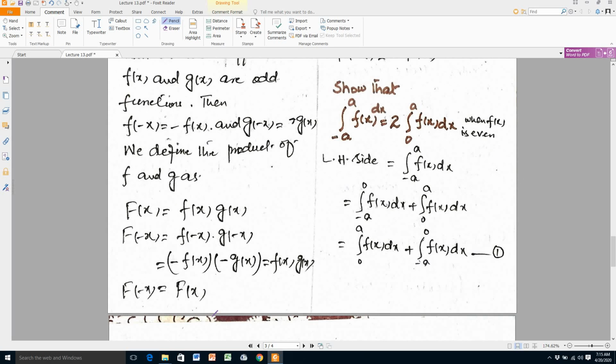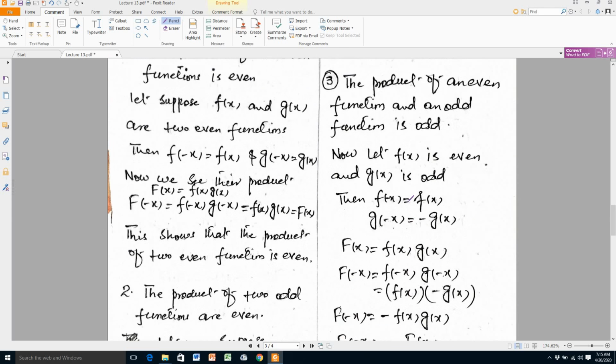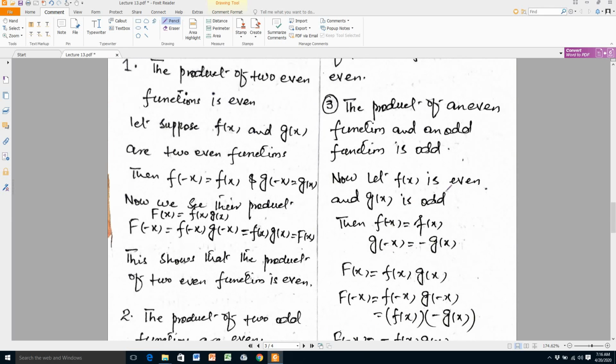When the product of two odd functions gives an even function as a result. Now we move toward the third result, that is, the product of an even function and an odd function is odd. The product of an even function and an odd function is an odd function.